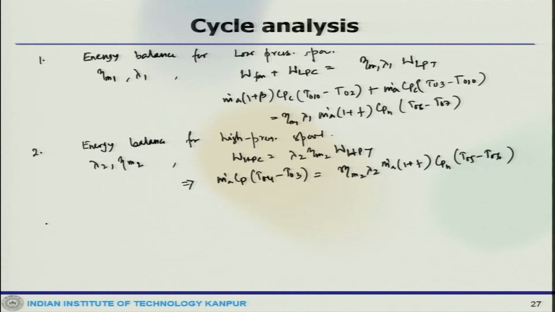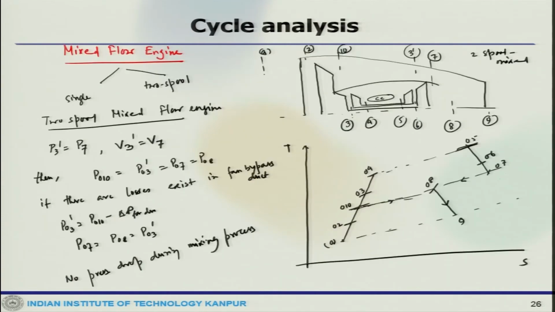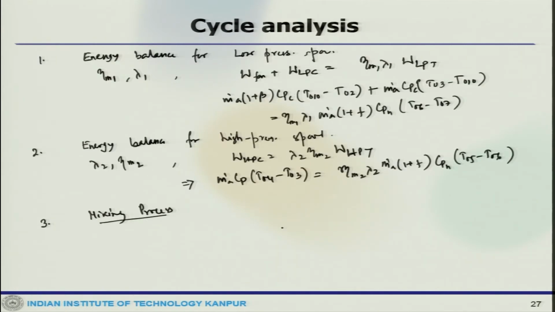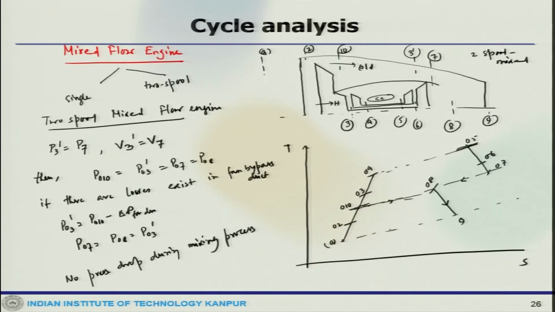The third thing is the mixing process which one has to consider. In the mixing process, the hot gases leaving the low pressure turbine and the cold gases leaving the bypass duct are mixed. If you look at this, this is where the hot gases are coming, this is where the cold gases are coming, and they mix at station 8. From the first law of thermodynamics, we can write that enthalpy at 7 plus enthalpy in the bypass equals enthalpy at 8. 7 is in the core and this is in here.